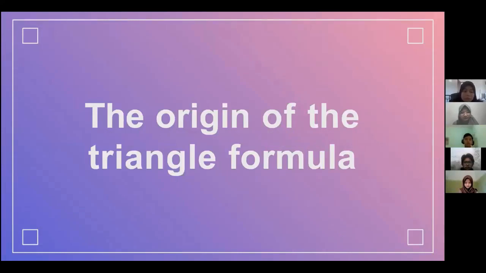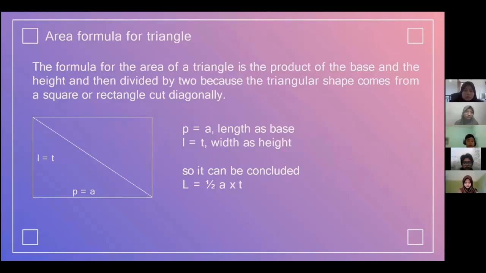The origin of the triangle formula. Area formula for triangle. The formula for the area of the triangle is the product of the base and the height, and then divided by 2, because the triangular shape comes from a square or rectangle cut diagonally. P equals A as length as base, L equals T as width as height. So it gets concluded L equals half A times T.